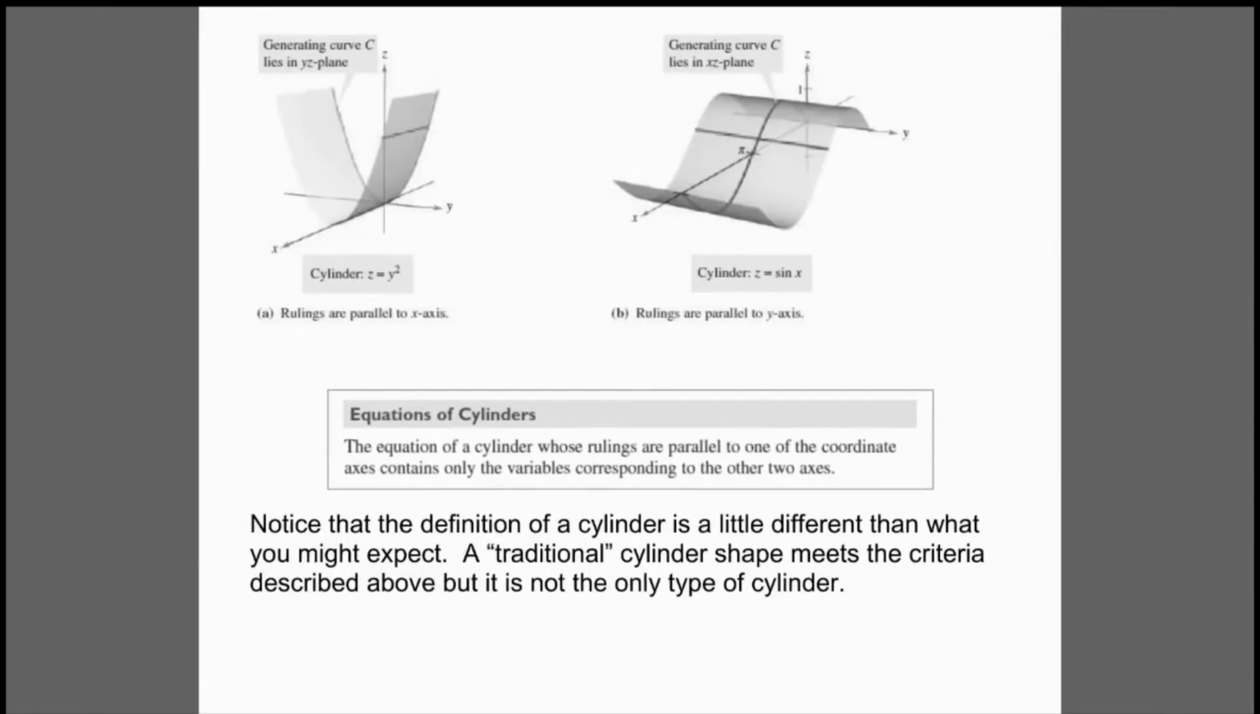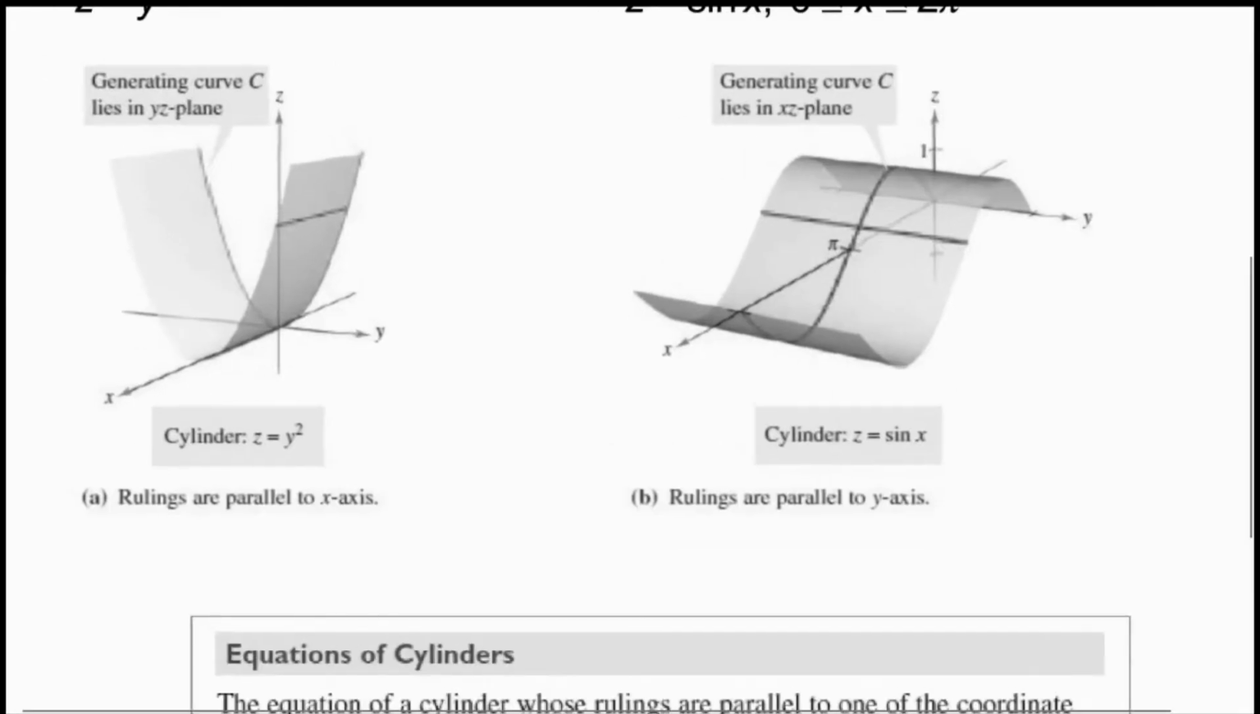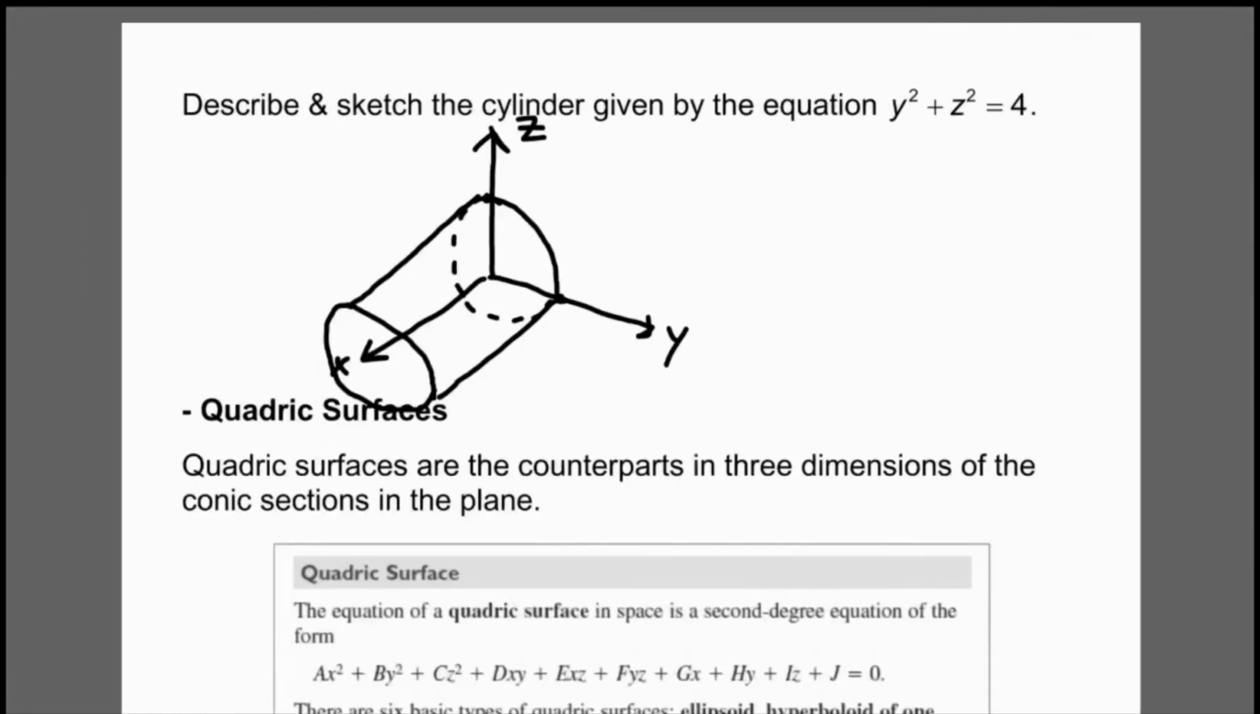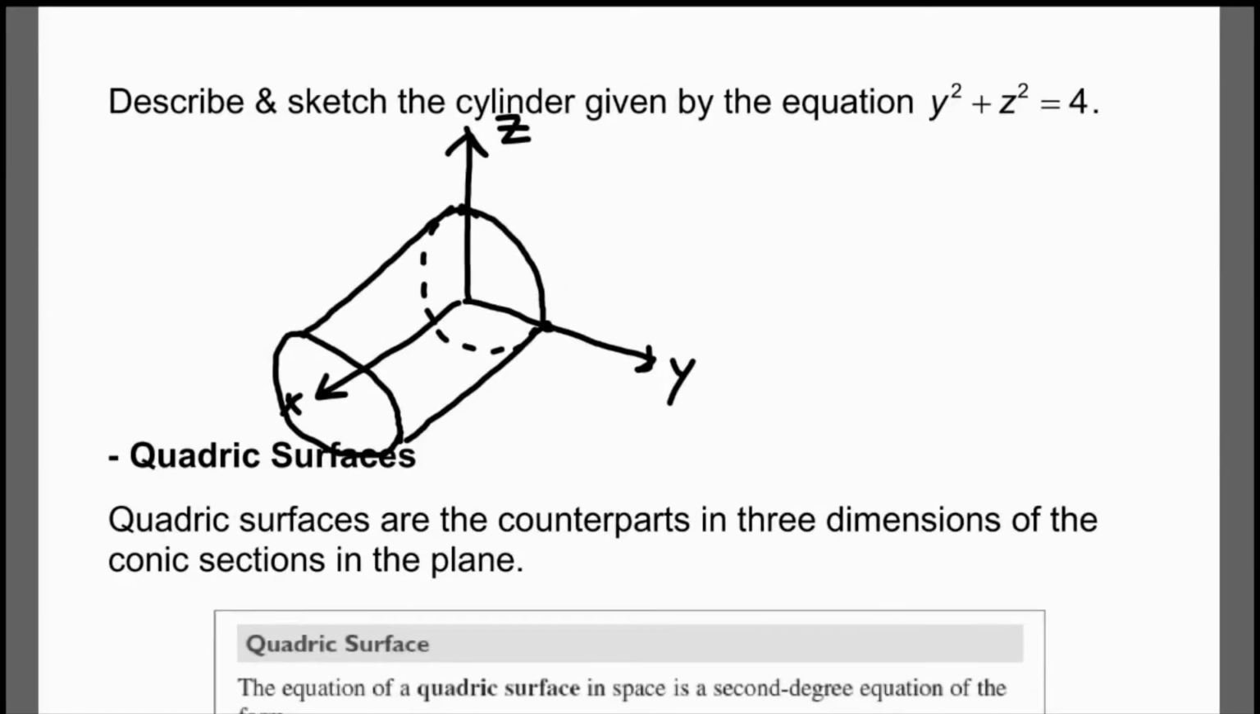Okay, so when we are talking about equations of cylinders, it's a little bit different because we're used to seeing a circle and then working off of that circle, and that's sort of how we figure everything out. But remember, that's not the only type of cylinder. So we can see equations like Z equals Y squared and Z equals sine X, and those are considered to be cylinders as well. Okay, so on this next problem, it says describe and sketch the cylinder given by the equation Y squared plus Z squared is equal to 4.